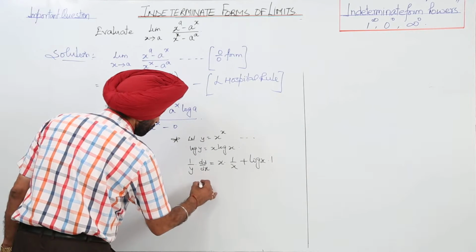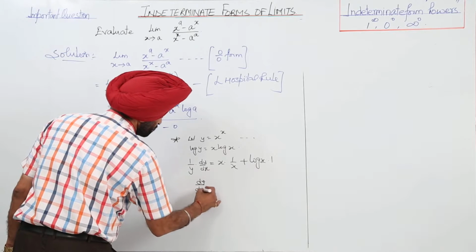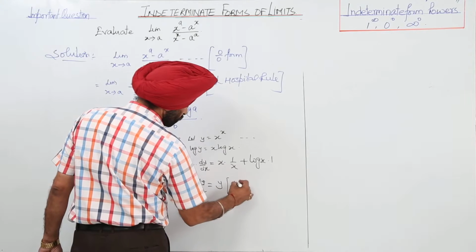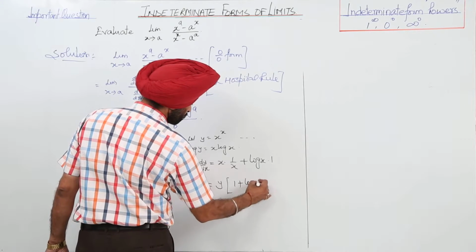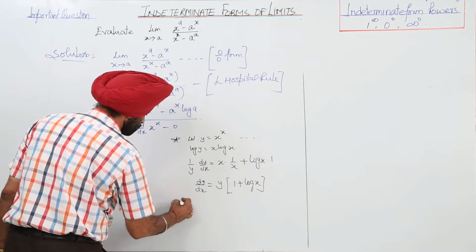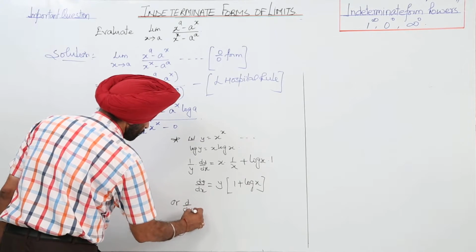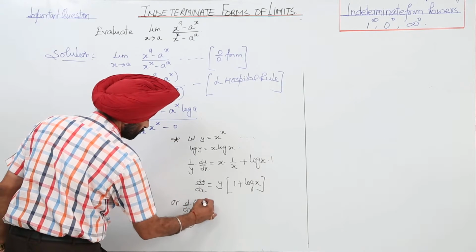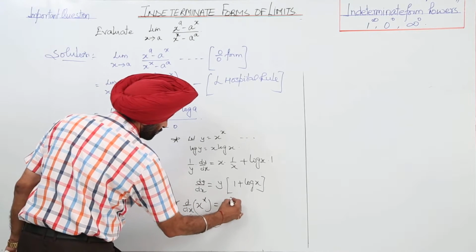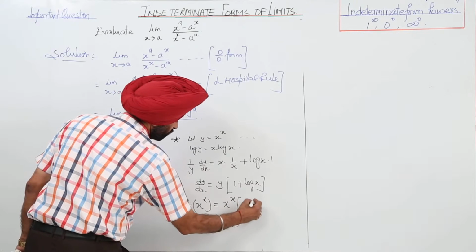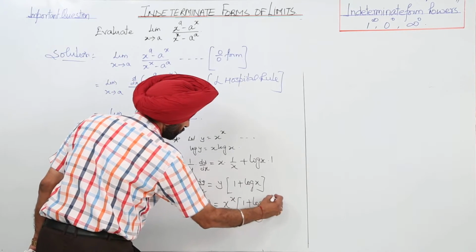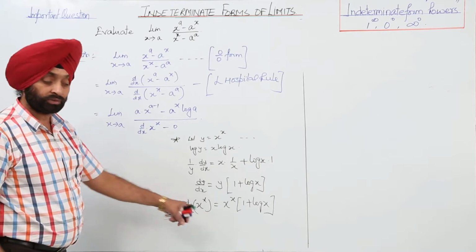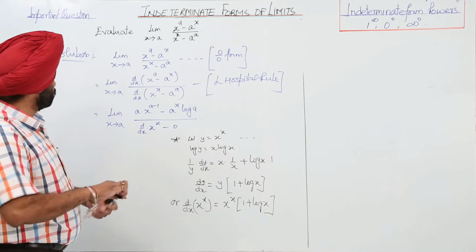So we can write it now, dy by dx is equal to y with 1 plus log x, or d by dx of y, what we have supposed, x^x is equal to x^x (1 plus log x). So now in place of this part we are going to substitute this value.